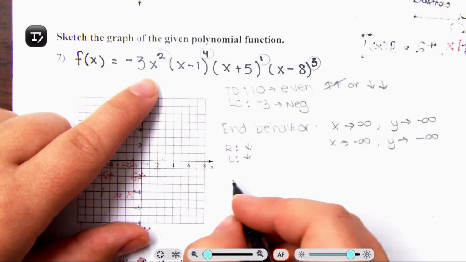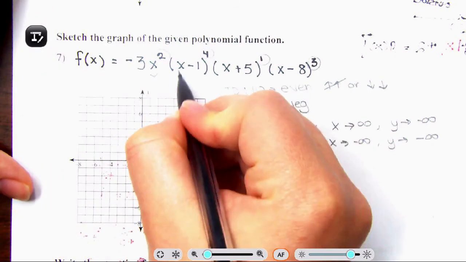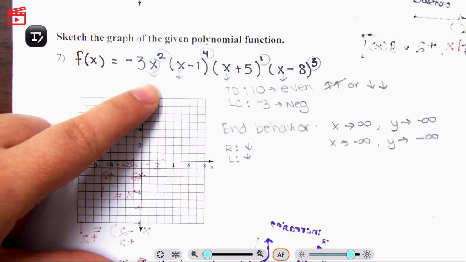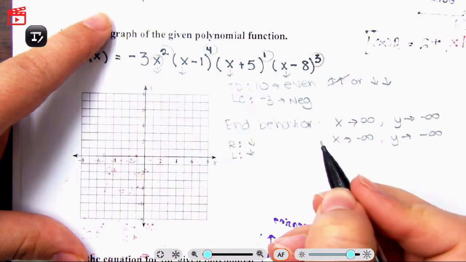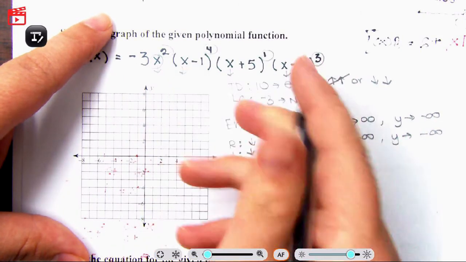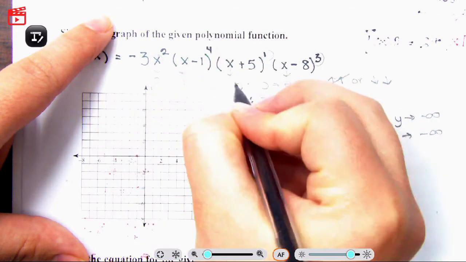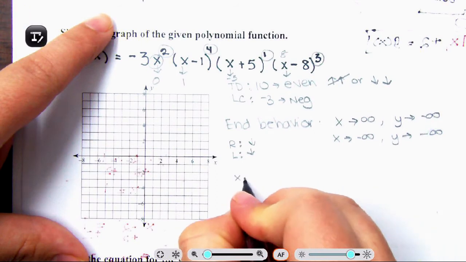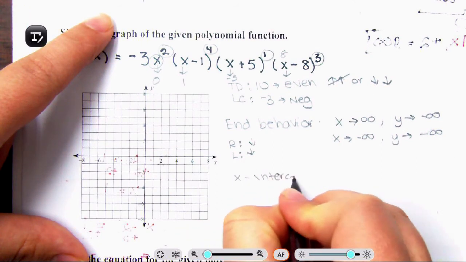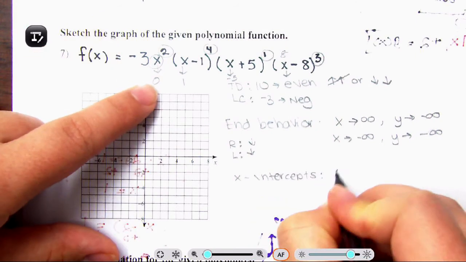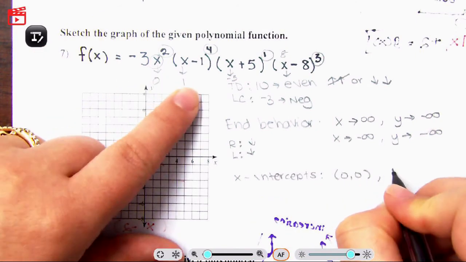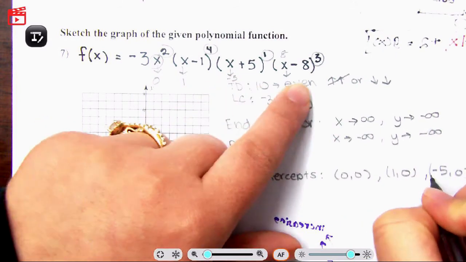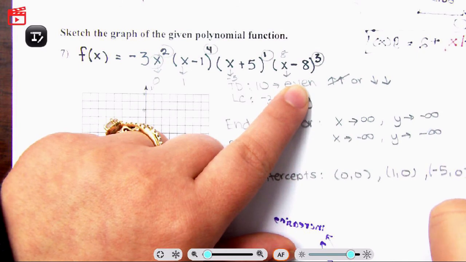Now we need to identify our x-intercepts. Anytime you see an x, you're going to draw an arrow. And so then what does x have to be in order for this to be 0? Anytime you have a singular x that doesn't have a bubble like this, it's always going to be 0. So I have 0, I have 1, I have negative 5, and I have 8. So that means my x-intercepts are (0, 0), (1, 0), (-5, 0), and (8, 0).